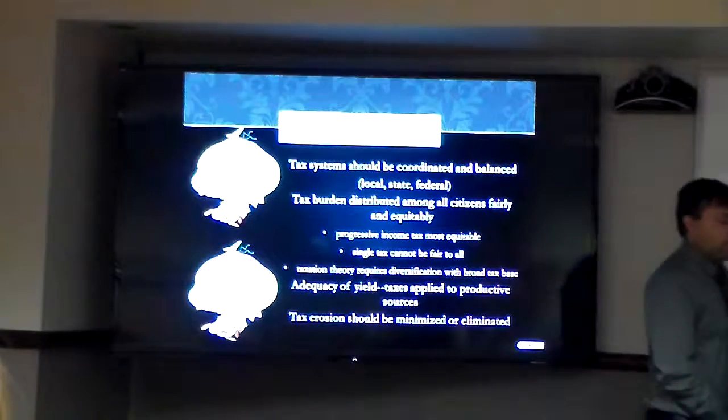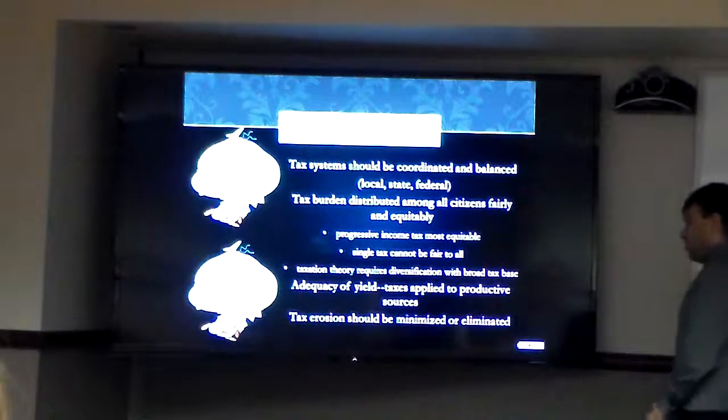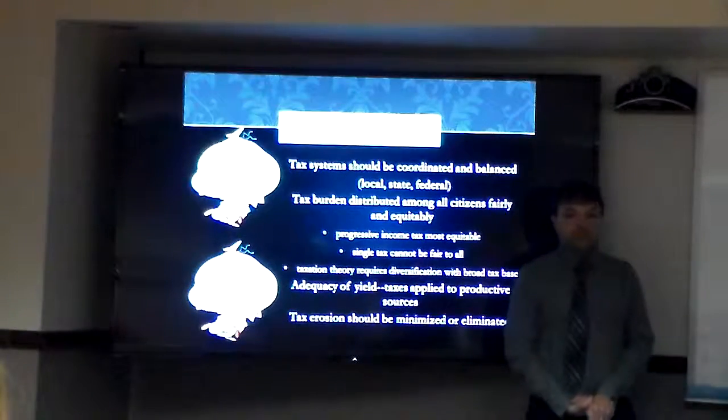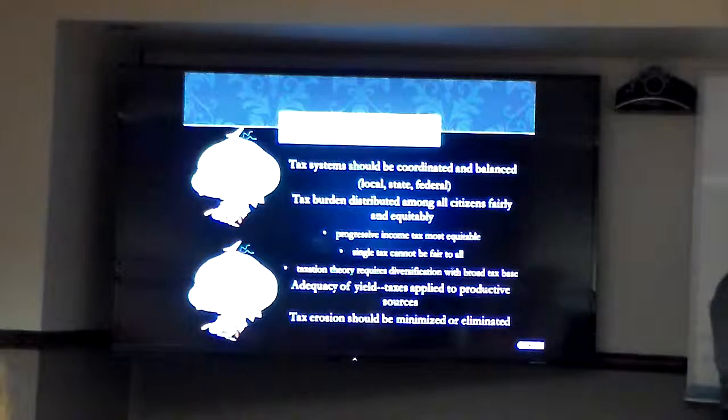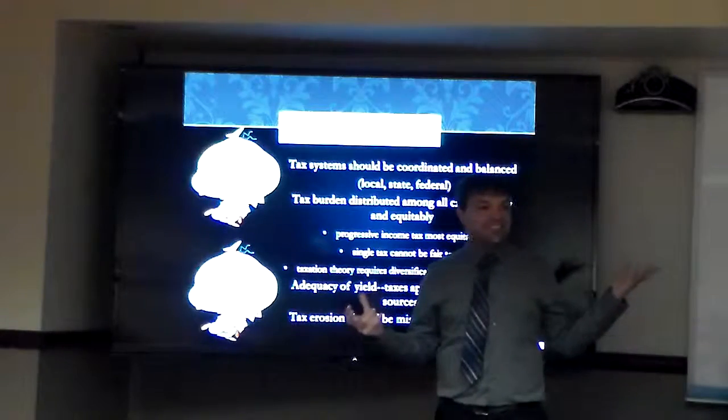I always use the Survivor example when I'm talking about income taxes. If you go on Survivor and you win the $1 million check, you get a check the next day for $540,000. You pay $460,000 in taxes. For every $1 million that you win, 46% goes to taxes. Is that right? Is that fair? I think that's too much. But then the question is, what's the right amount?